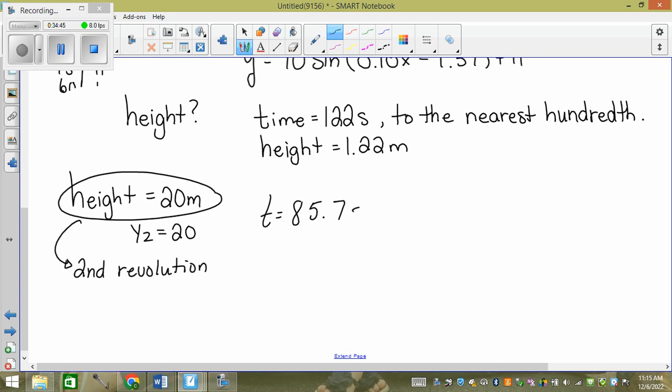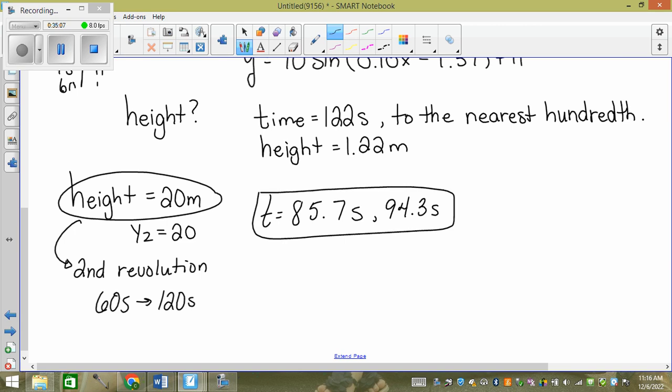85.7 seconds. And then you have to go second, trace 5, and move over to the other one. Get close to the other one, remember? You can't just press it again, it'll just keep finding the same answer. And the other one is at 94.3 seconds. Does that fall between 60 seconds and 120 seconds? Yes. And then you would need a sentence, obviously.